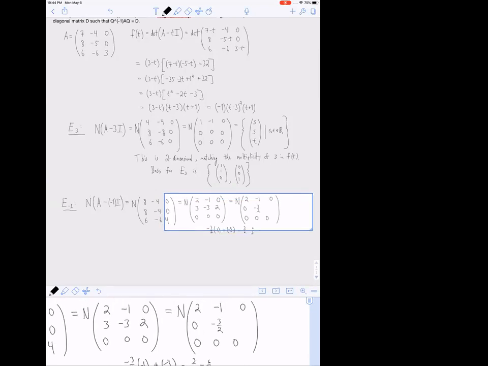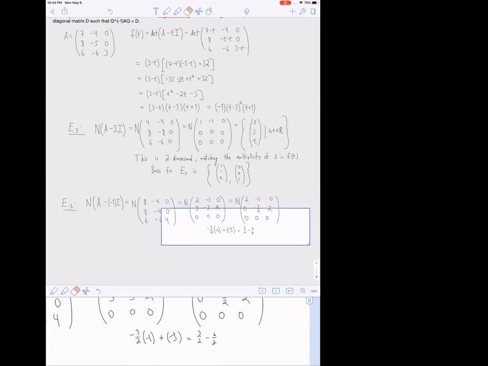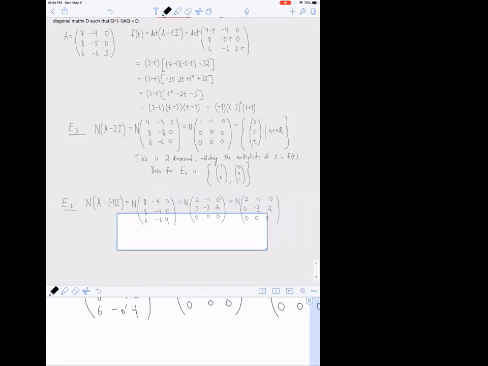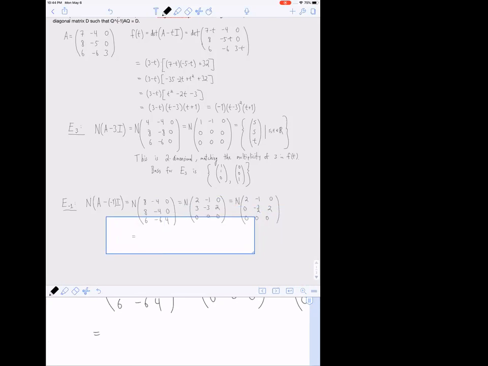And then times 0 plus 2 will leave us with a 2 there. All right, so there's a little bit of scratch work there. You can check my calculation. And all right, let's go ahead and clean that up just a little bit. I'll call this the null space of [2, -1, 0; 0, -3, 4; 0, 0, 0].